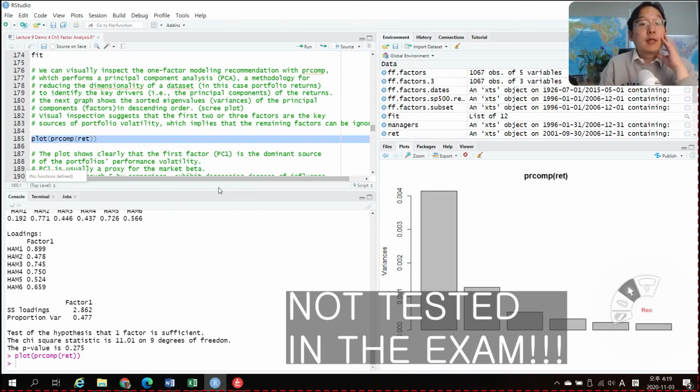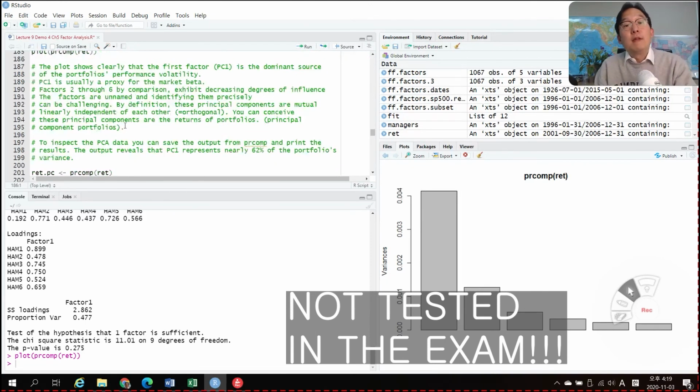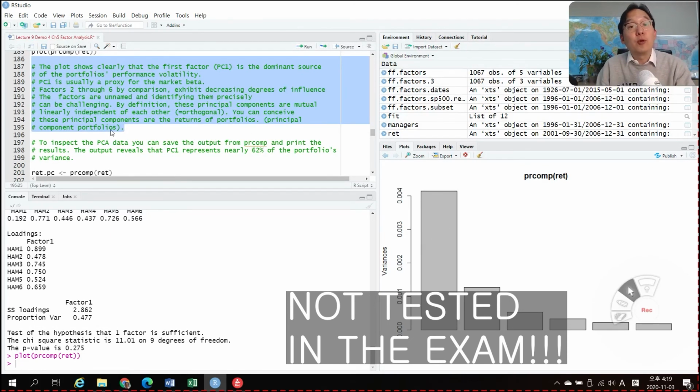if we plot the principal components of the return, those are eigenvalues, right? Eigenvalue, characteristic value in American terminology. Eigenvalue, eigenvector, that's coming from the German language, right? Characteristic, 고유값, 고유행렬 in Korean terminology. The plot shows clearly that the first factor, PC1, this guy, is the dominant source of the portfolio's performance volatility.